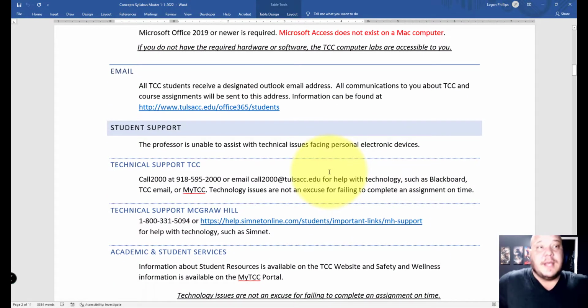Email: you are all given a TCC email at tulsacc.edu. It is a FERPA requirement that I only utilize your TCC email. I cannot respond or send out or take a database or collect any of your personal emails. So if you send me an email from bigpimpdaddy@hotmail.com, I'm not going to respond. The only email I can receive and send to is your Tulsa Community College email. So make sure that you are sending and receiving from that particular email.